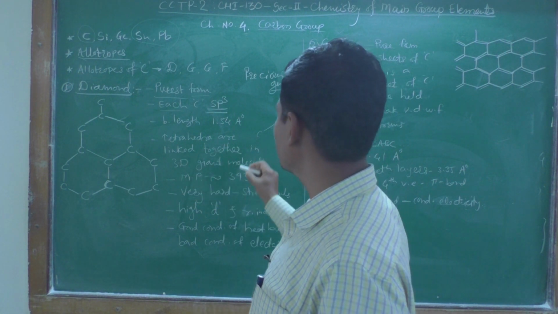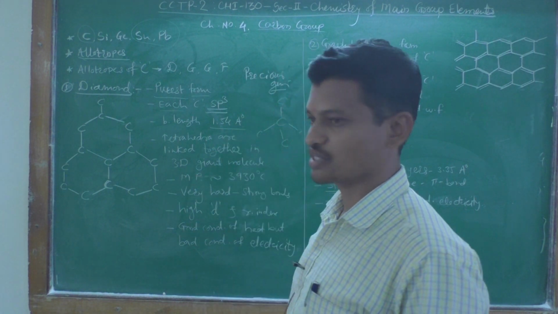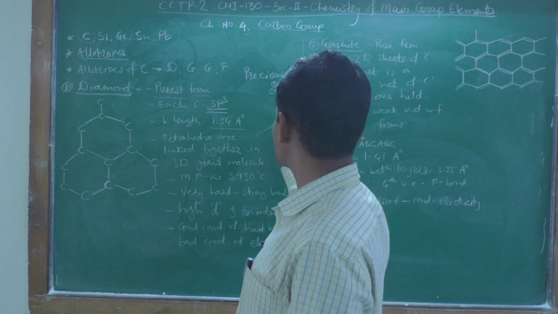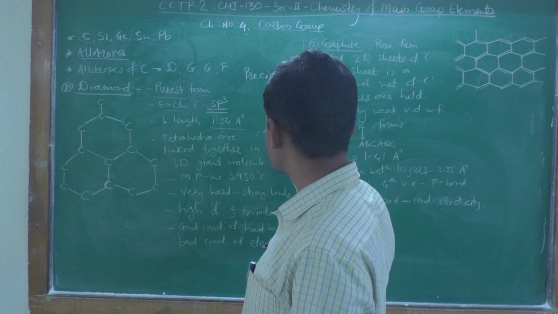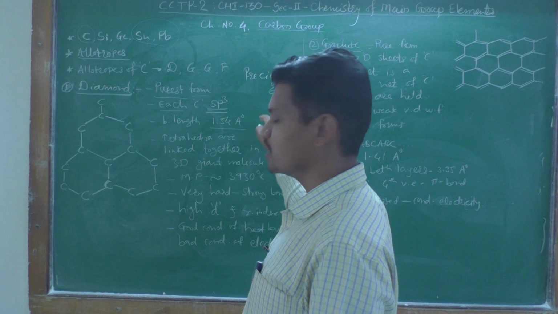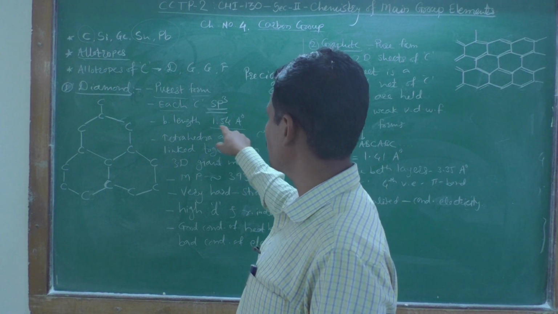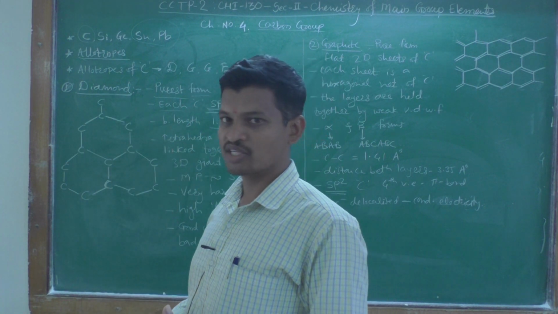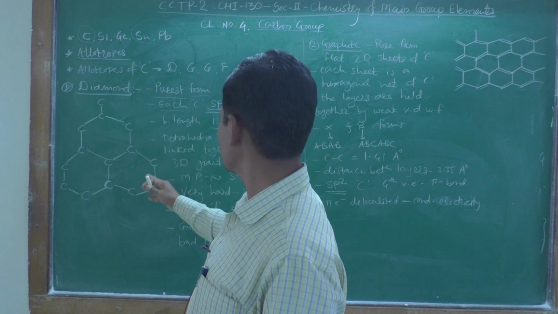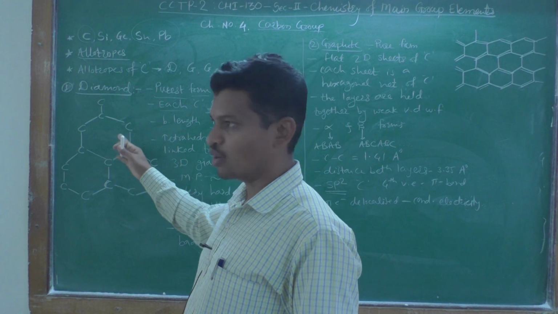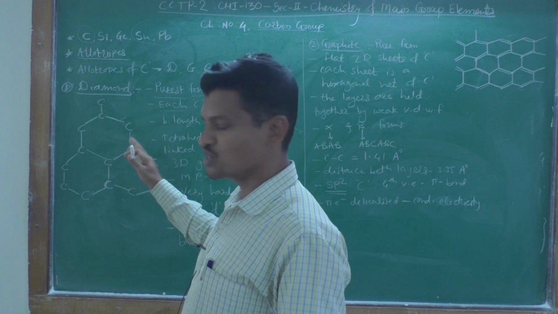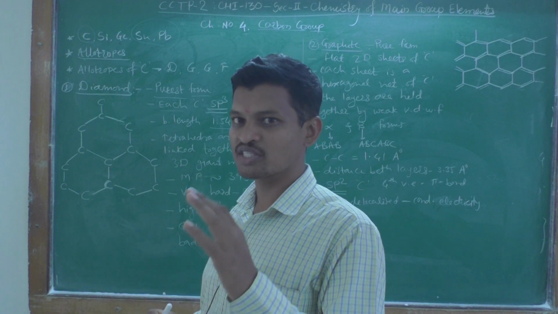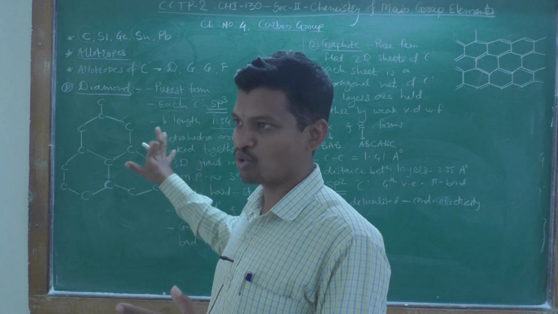The bond length is 1.54 angstrom units. So the bond length is fixed. The carbon-carbon single bond length in the diamond structure is 1.54 angstrom units. The 2-dimensional structure is shown here in front of you on the board, but this is only 2-dimensional. The picturization of the 3-dimensional structure of diamond is not possible on this board or on paper.